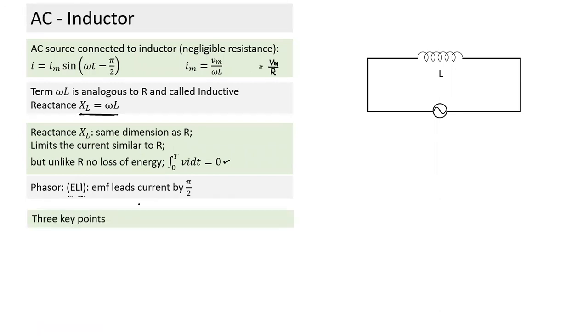So there are three key points here. What are the three key points we need to understand in case of an inductor connected to AC? Maximum current will be equal to Vm by XL. XL is equal to omega L. There is a phase difference between current and voltage. Voltage will lead the current by 90 degrees, which means their peaks will not occur at the same time. We see the graph again. These are the points we need to remember.